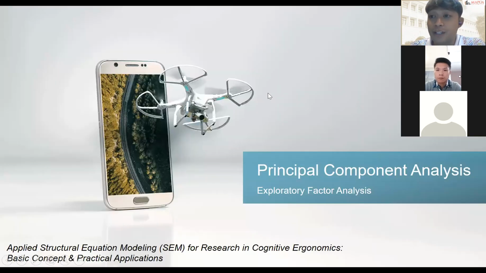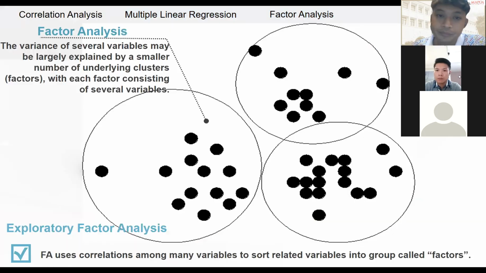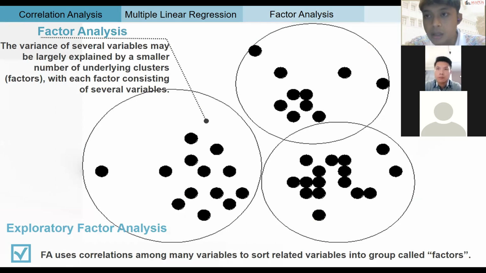Now, we go to the third step before SEM: the exploratory factor analysis, or we just call it factor analysis. Everyone, we will talk about this in week 4 or week 5. We try to reduce the variables, not the people. Again, if you have, let's say, 2,000 respondents with 20 variables, the one that you reduce is not the 2,000 people. The one that you reduce is the variables.